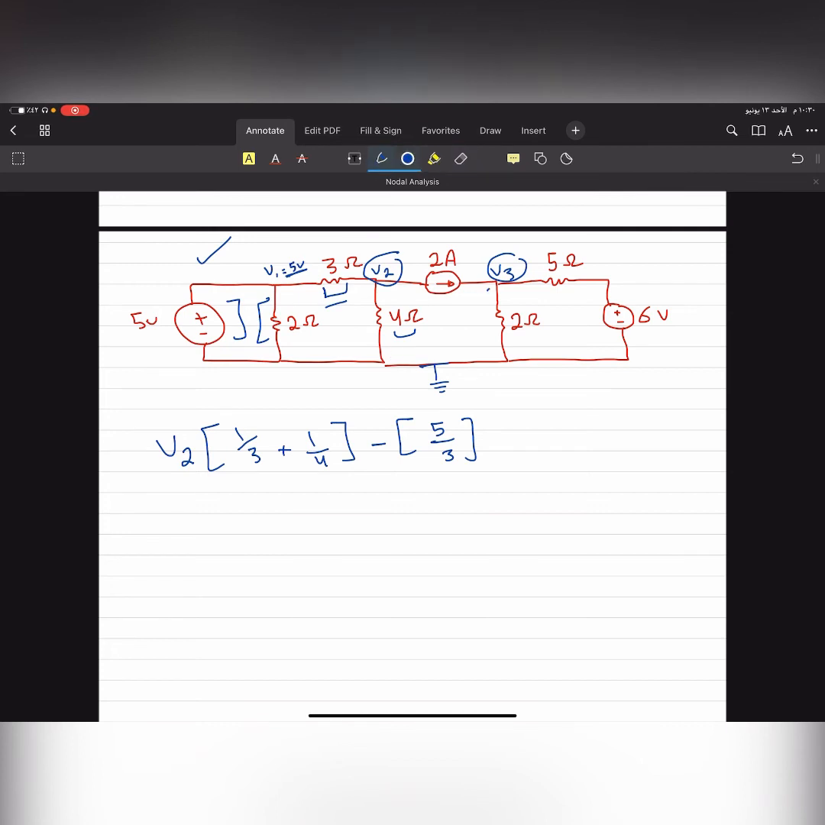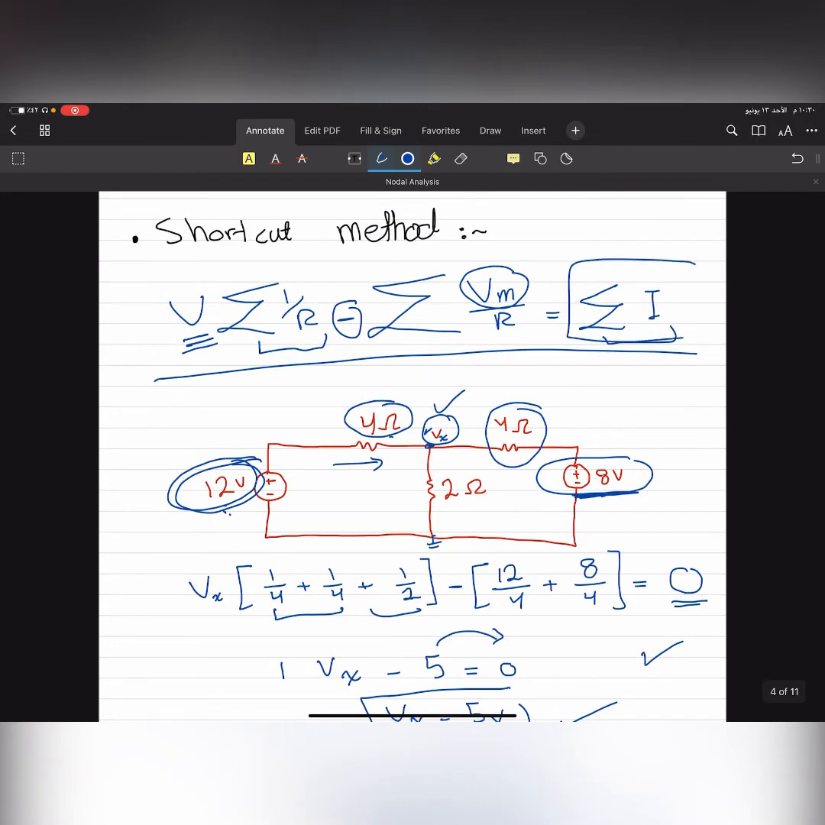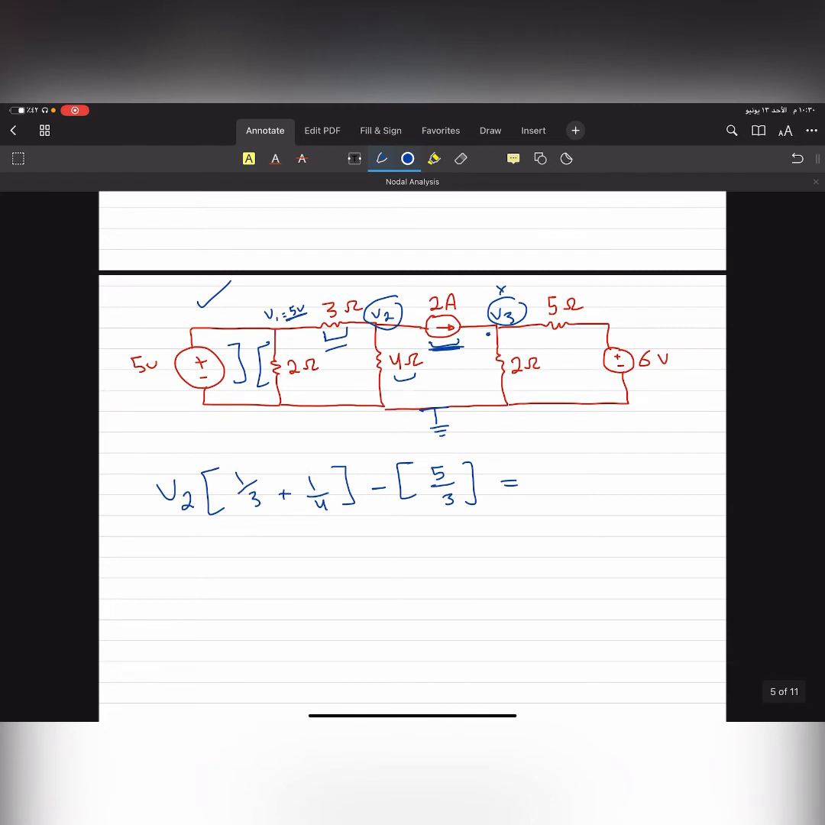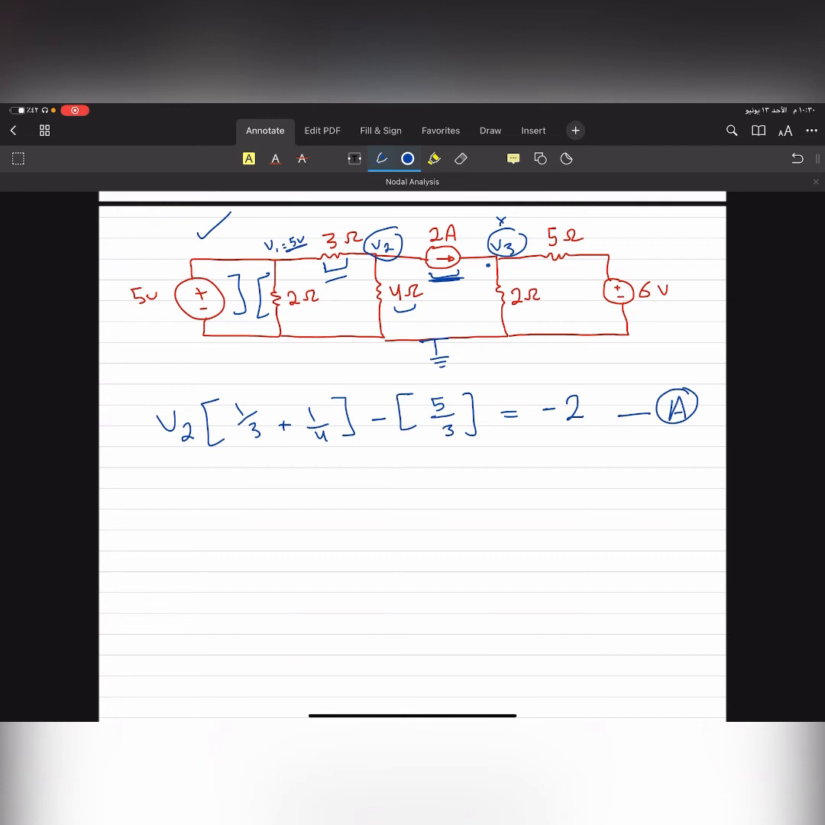And here the mutual voltage is what? Is V3. But here we know that here is a current source. So here you don't have to put V3. We skip V3 because we have a current source here. So in this case, we just stop putting the mutual and we put the equal sign and we move to this area of the equation directly. And the sum of the current leaving, minus 2, leaving 2 amps. This is equation A.